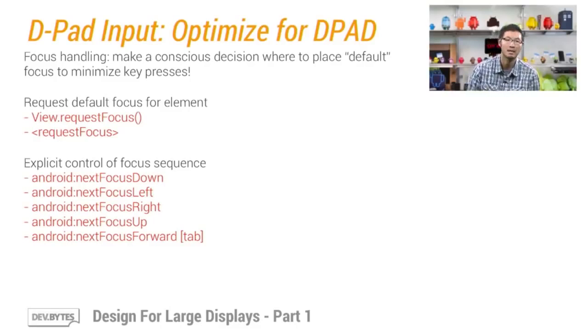So how should we actually optimize? Now, one thing we should focus on foremost is to address the focus handling. Basically, you want to make a conscious decision where to place the default focus to minimize key presses. The concept is simple. We shouldn't always assume users can randomly select an area on your page using touch. So we should utilize these APIs listed here to request default focus for certain elements or explicitly take over control for the focus sequence to traverse your pages.